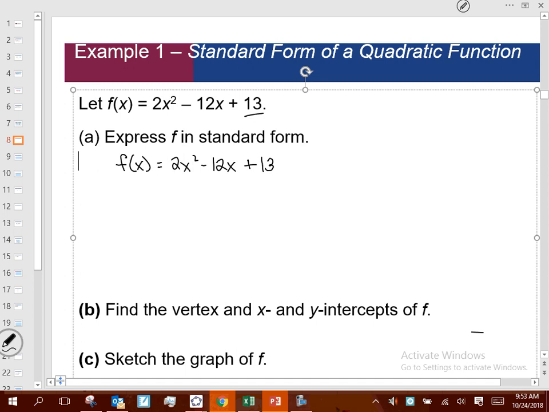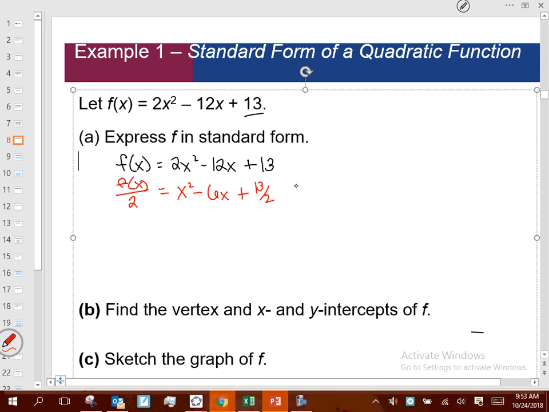To complete the square, first thing you're going to do is divide everything by your A coefficient. Everything. So f of x is part of everything, your y value. So we're going to divide that by 2. Divide 2x squared by 2. Divide 12x by 2. Divide 13 by 2. First step, divide everything by your A coefficient.